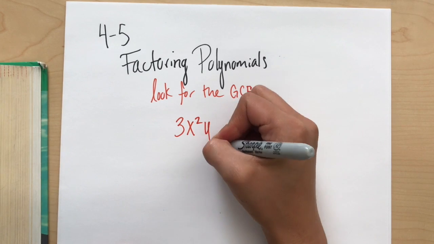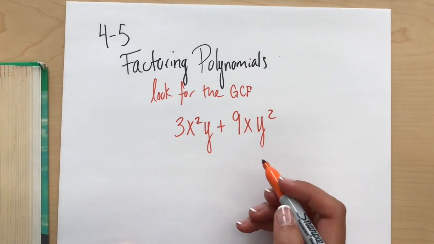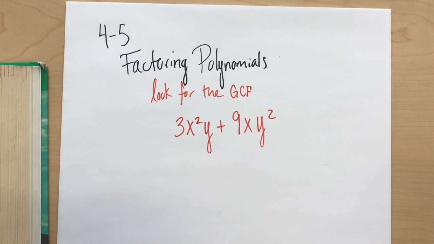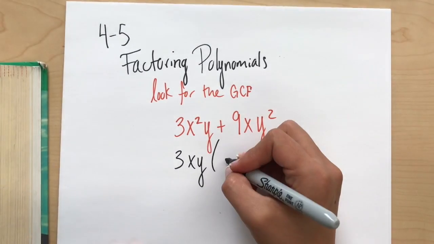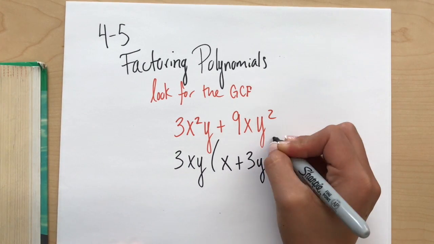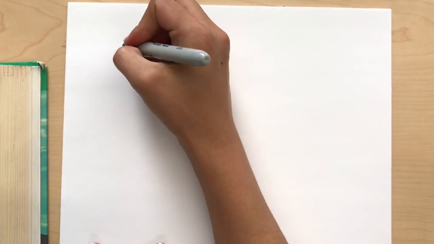Okay, so if I have 3x squared y plus 9x y squared, let's ask ourselves, what's the greatest common factor here? Well, the greatest common number is 3. And then the greatest common x is just x, and then I have y, all in common, so 3xy. So I'm going to factor that out. What's left on the inside is x plus 3y after I divide each of those terms by 3xy.